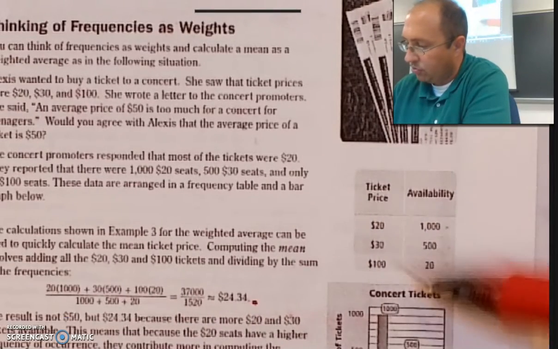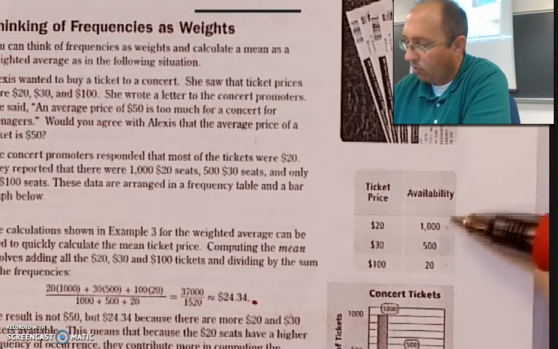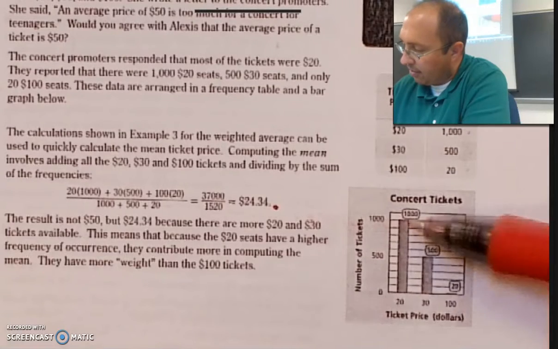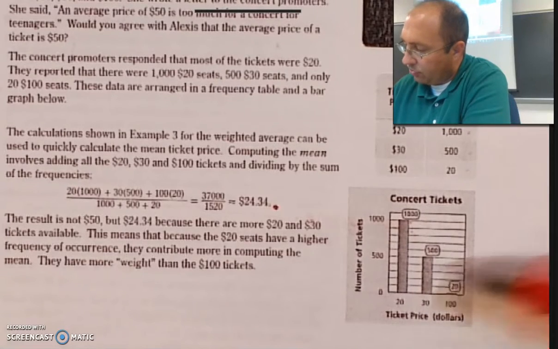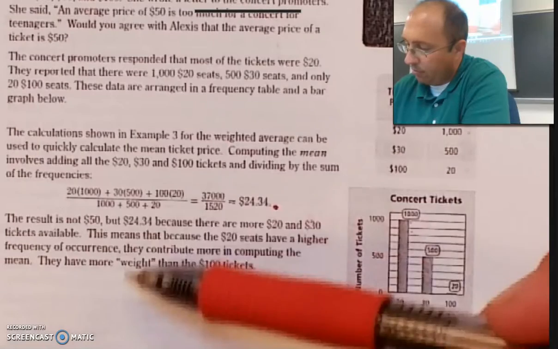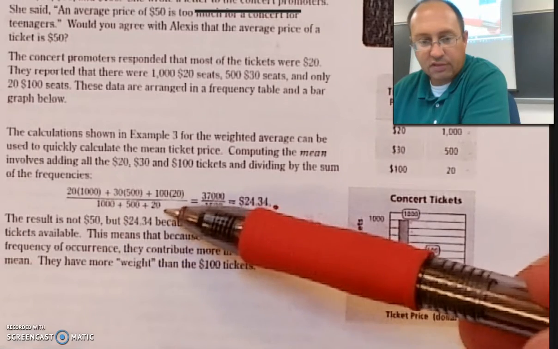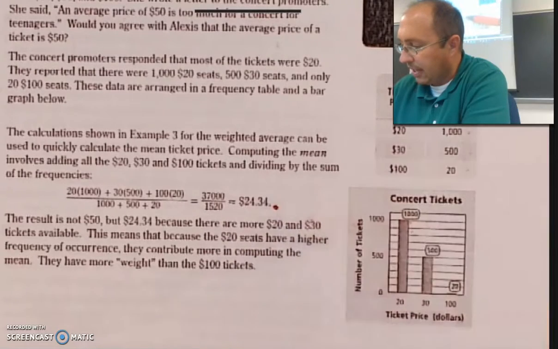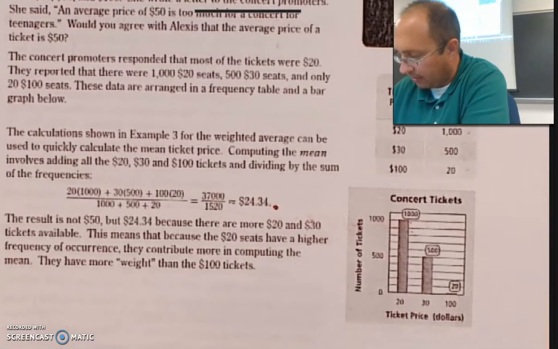Okay, you can see from this chart, whether you're looking at the chart or you're looking at a graph, you can use these and multiply them together and then divide by the number of tickets, which would be 1,520. And you can see that the average price is $24.34.